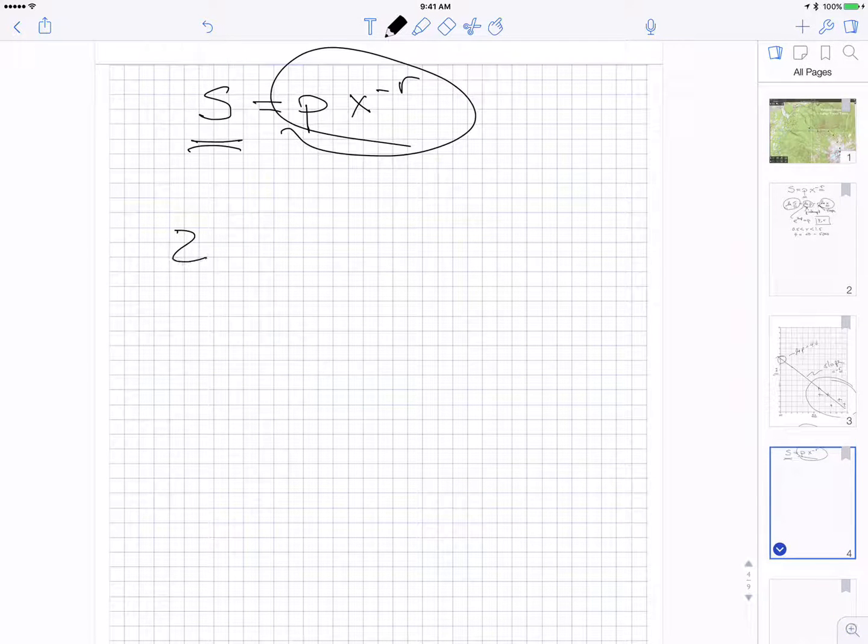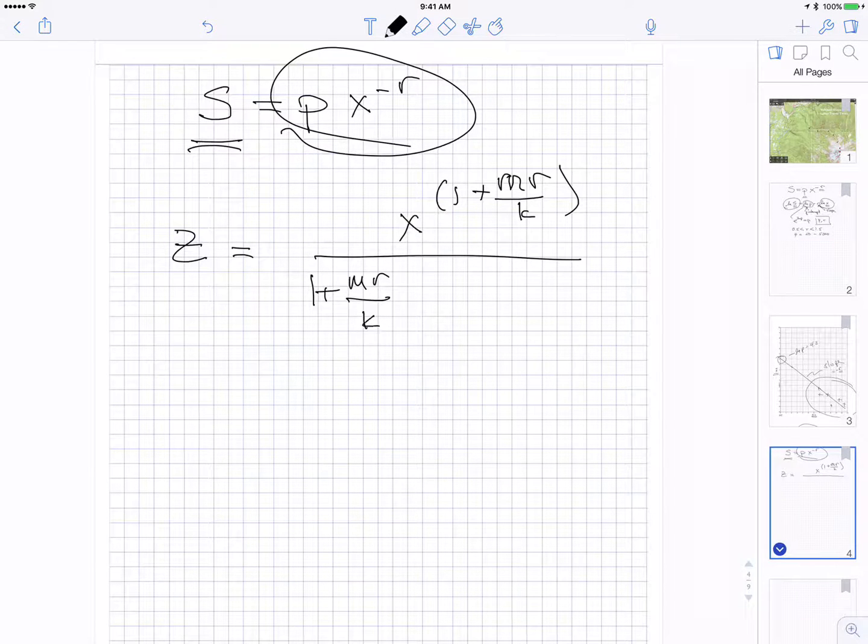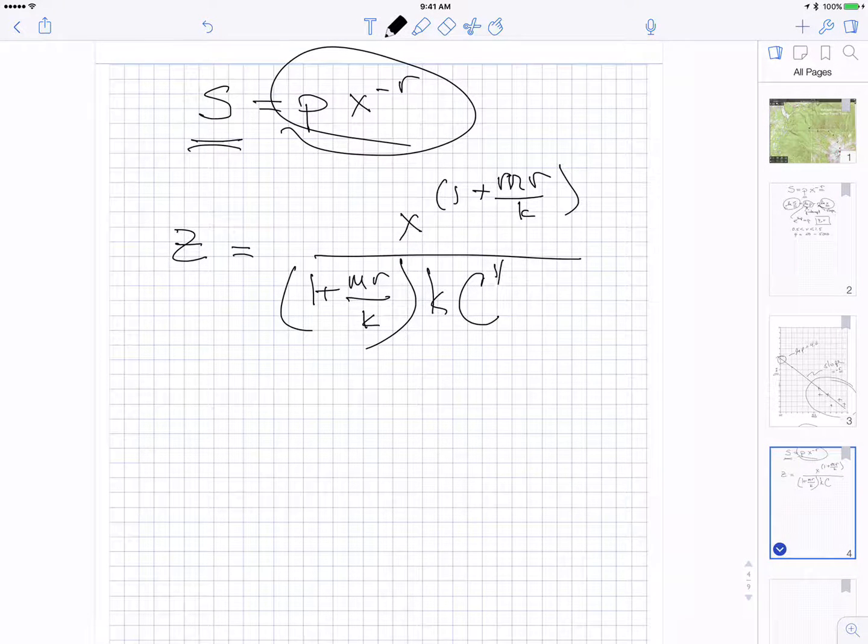So our new distance, which we call z, is simply equal to x raised to the 1 plus mr over k, divided by 1 plus mr over k, times the value of k times c, our Chezy variable, to the 1 over k, p to the m over k. Now this looks messy, but in fact it's not too bad because we know everything in it. We've determined p, we've determined r, we already knew m and k and c, so basically this is just a simple way to go from our parameter x to our parameter z.